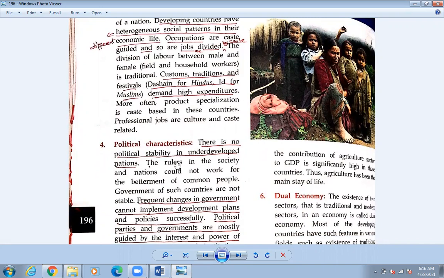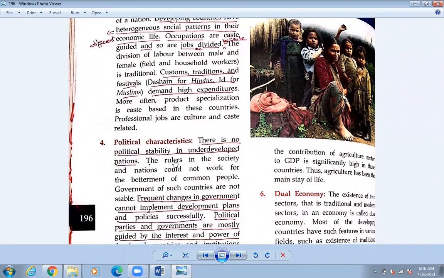Political characteristics. Okay, so we can see different political characteristics in our country also. Like there are unstable political parties. One political party does not remain. Nowadays there is KP Sharma Oli. But previously the government used to change after every 9 months, otherwise 6 months, otherwise 12 months. So change usually keeps happening.